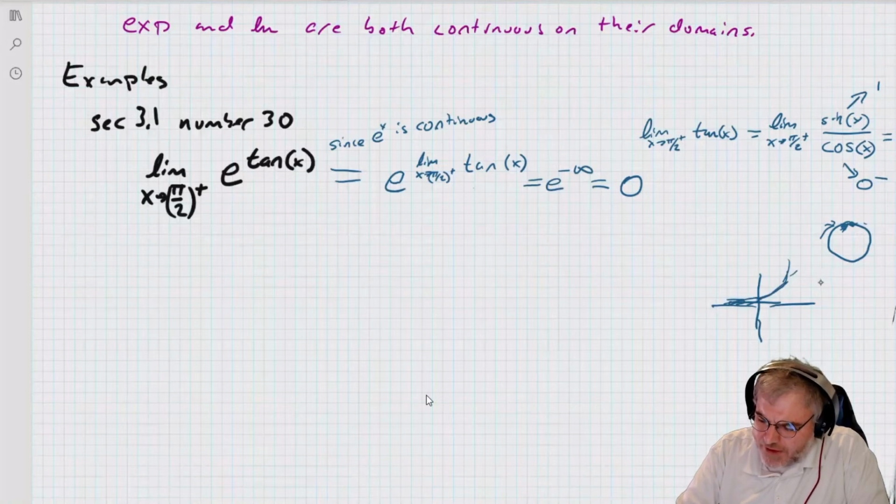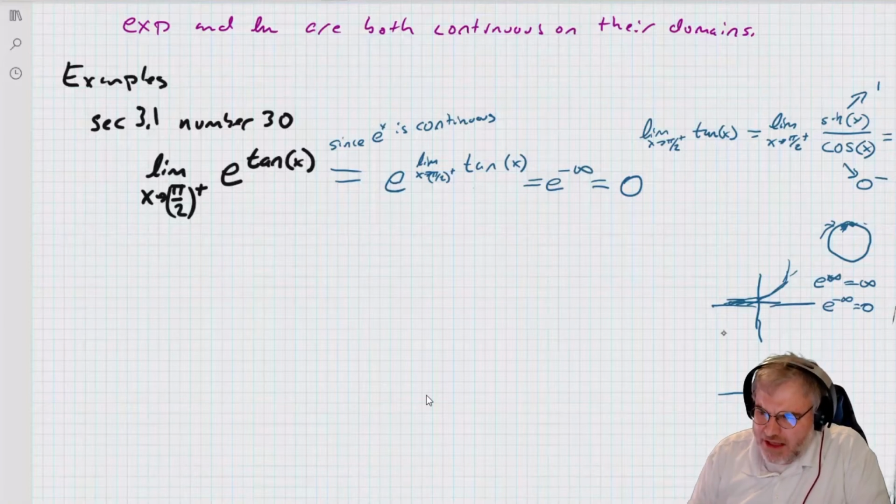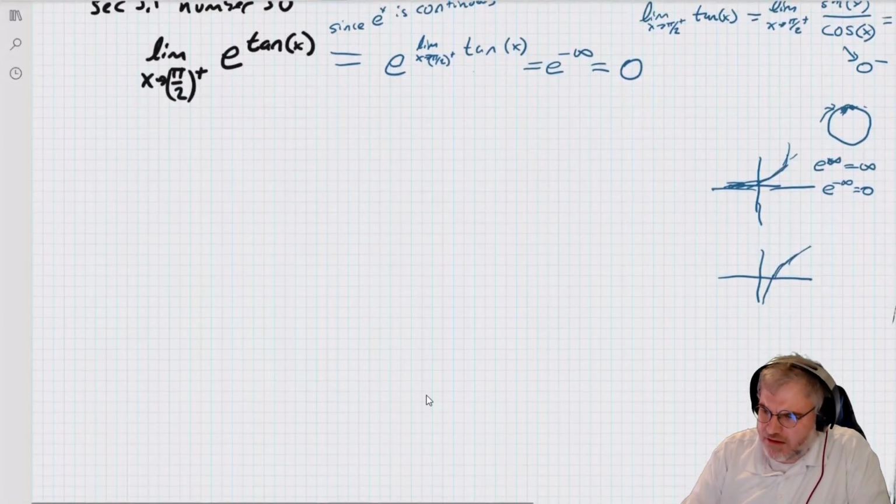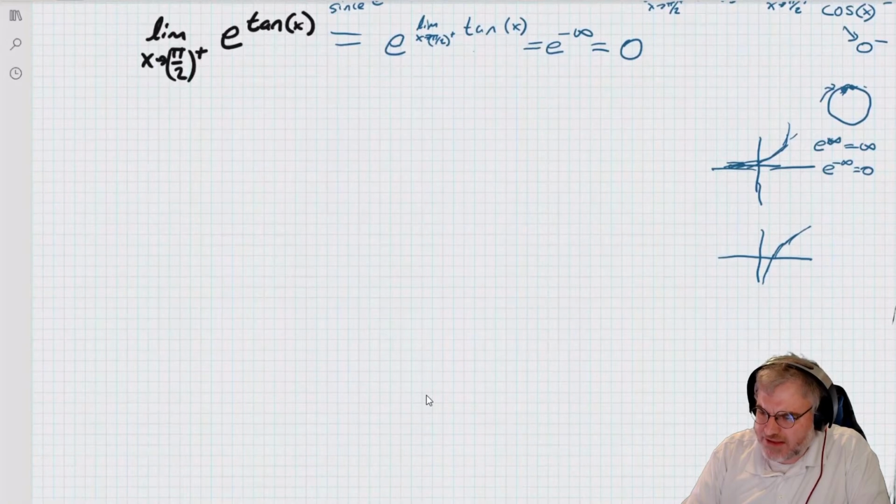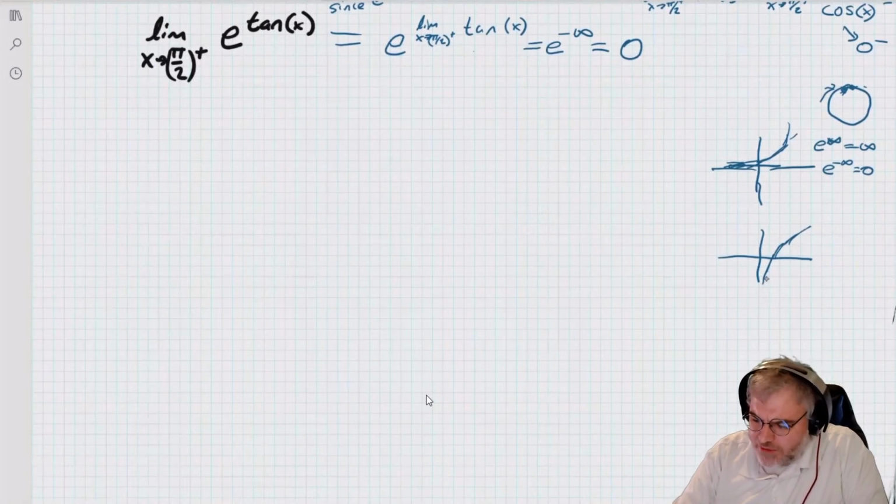So e to the x, e to the infinity is infinity, and e to the negative infinity equals 0. And then you kind of need the log ones. And the log, since they're inverses, you actually only have to remember one of them because you just flip it over the line f of x equals x, or y equals x. You flip it across that line there, and you get the inverse.